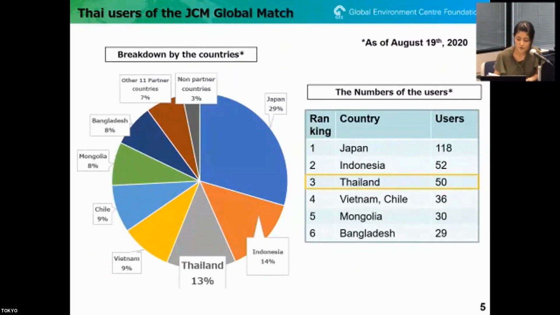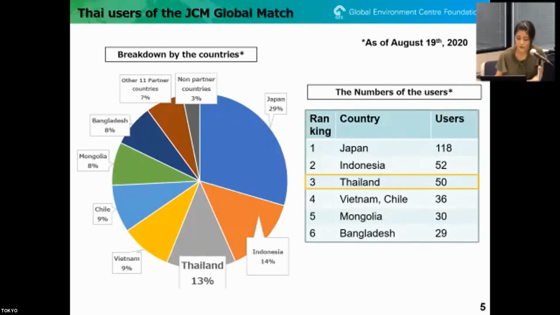Here, I'd like to show you brief information on the users of the JCM Global Match. Currently, about 30% of the users are from Japan, and the rest consists of partner countries and non-partner countries of the JCM financing program. The users from Thailand occupy 13% of all, as you see in the pie chart on your left. And please look at the table next to it. It shows the actual number of registrants, and Thailand currently has 50 accounts. As you see, Thailand is ranked as the 3rd largest country for the number of JCM Global Match users.